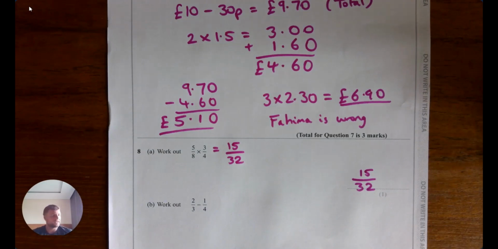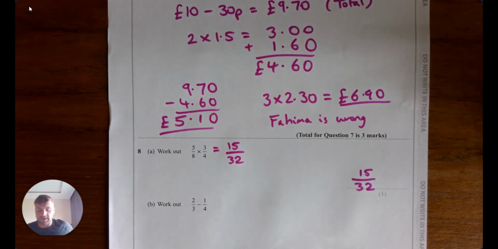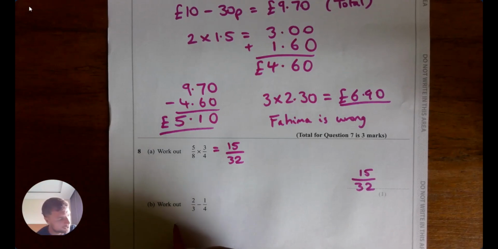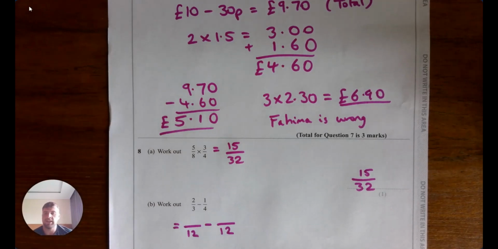Then the second one, we've got subtracting fractions. Now, if you're going to subtract fractions, they need to have the same denominator. At the moment, we've got 3 and 4. So we've got to think, what's the common denominator? 3 and 4. 12 is in the times table for both of those. And then we've got to think, how do we change these so they have 12 on the bottom?